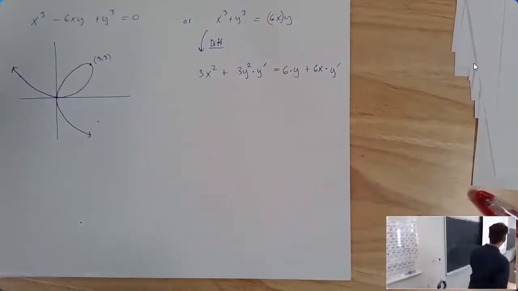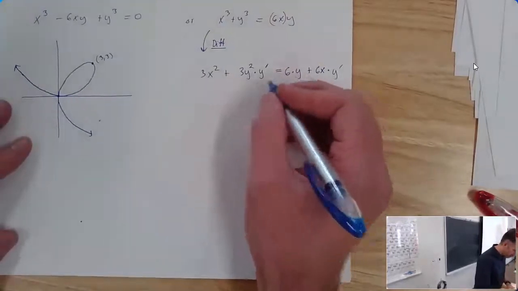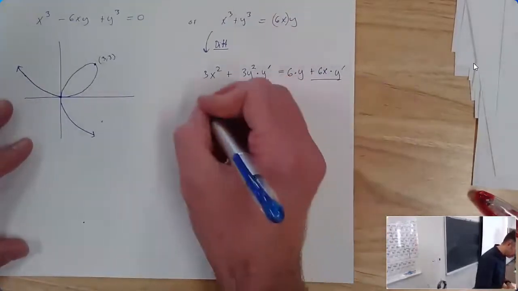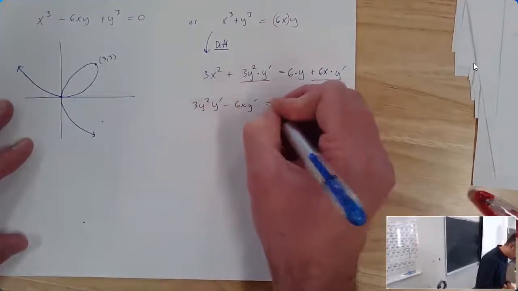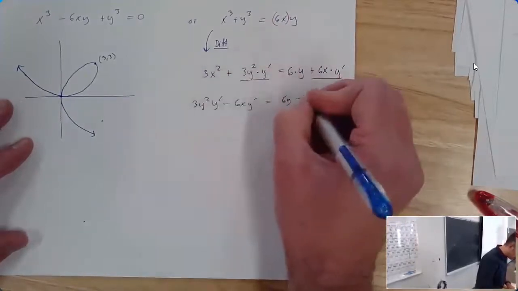And then if you just want to find the slope of the tangent line at 3, 3, you could plug in 3 for x and 3 for y right now and solve for y prime. But if you want to find the derivative in general, because maybe you want to find the slope of the tangent line at some other point, like 0, 0, although 0, 0 is not great, you would solve for y prime. So we're going to take this and this, put it on the same side. 3y squared y prime minus 6xy prime equal to 6y minus 3x squared.